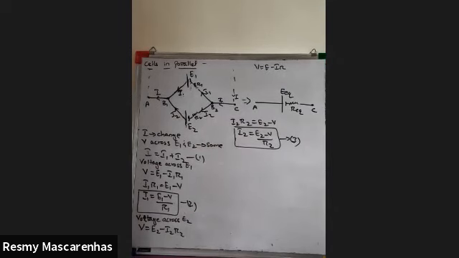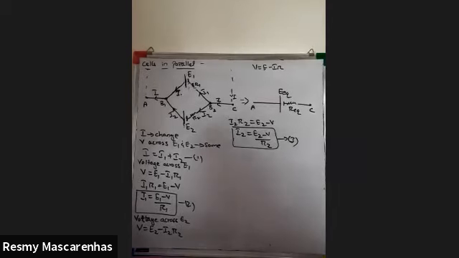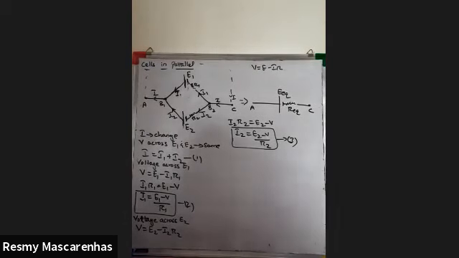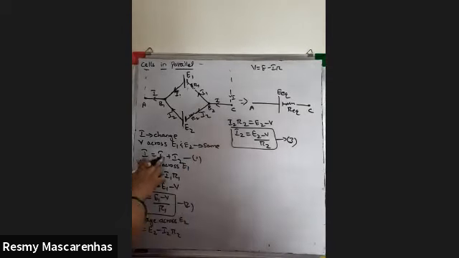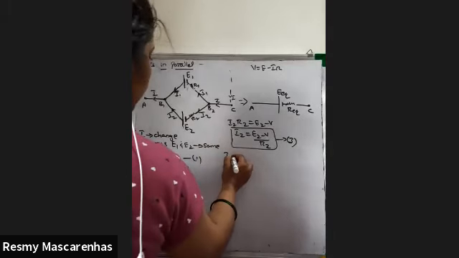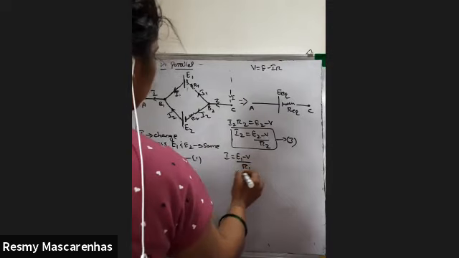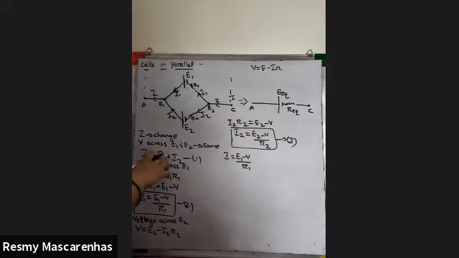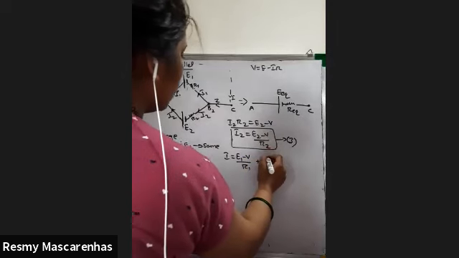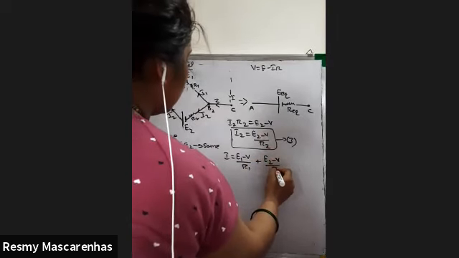Substitute equations 2 and 3 in 1. Okay, so I1 and I2, whatever you have got, substituting. So I is equal to, I1 is what? E1 minus V upon R1, plus I2, E2 minus V upon R2.